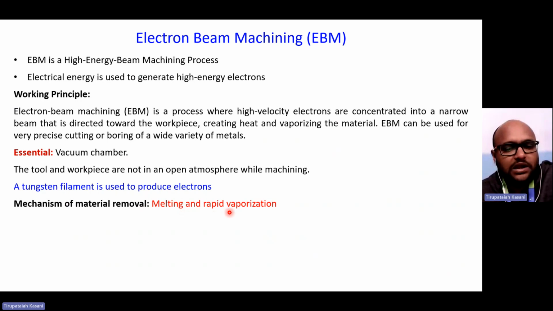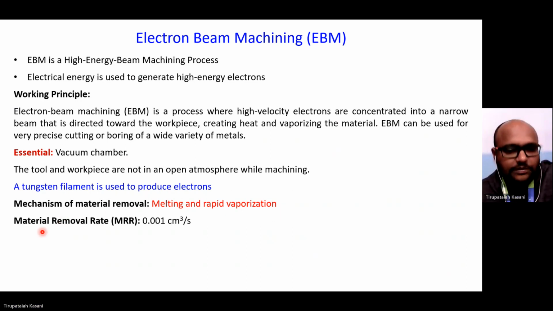Mechanism of material removal is melting and rapid vaporization. We have already seen in the previous figure, the last stage, vaporization, removal. The typical material removal rate is 0.001 cubic centimeter per second. This is very fine removal. Means in electron beam machining, the material removal rate is very low. We can call it micro machining also. Depending upon the amount of material, we can classify the machining process as macro machining and micro machining. It is slightly towards the micro machining side, I can say.